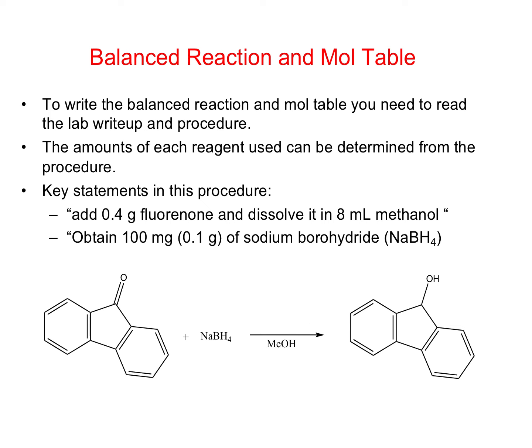And then elsewhere in the procedure, it says that we need to obtain 100 milligrams or 0.1 grams of sodium borohydride. So in these two statements, I have the amounts of the starting materials, and in this case, the methanol is the solvent that we need for this experiment. All right, so let's see how we're going to put this information into a mole table.